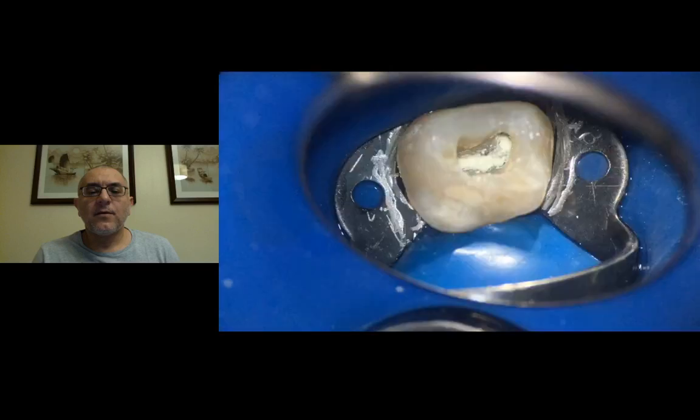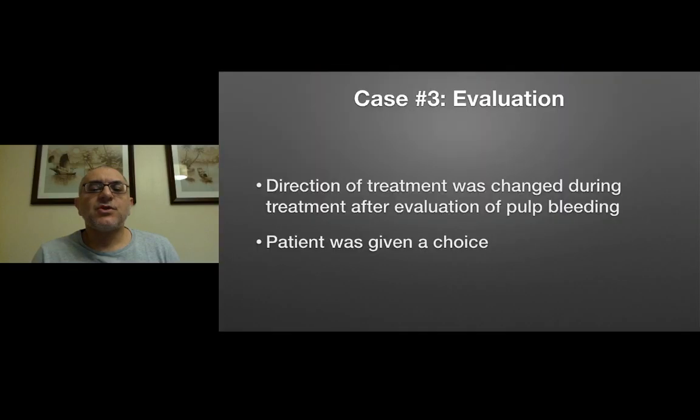And the final. Okay, so in this case, I was not going to do a pulpotomy from the beginning. I was going to do a regular root canal treatment. But when I realized that the pulp was not bleeding so aggressively, I chose to give my patient the option of a full pulpotomy instead of doing a root canal treatment.